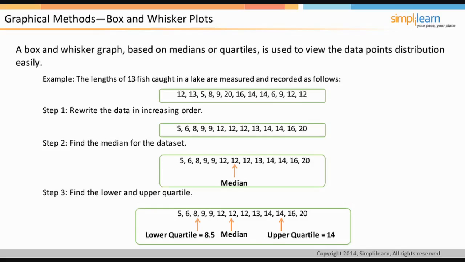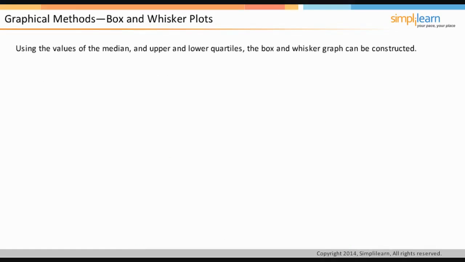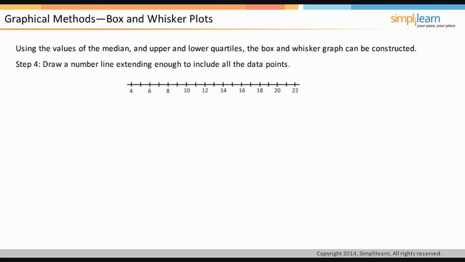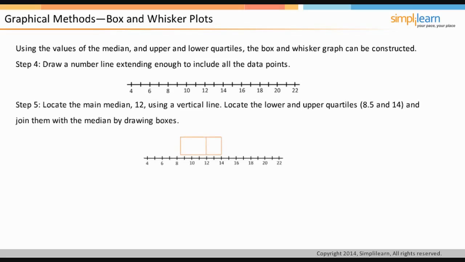Similarly, the upper median or quartile is located for the upper 6 numbers to the right of the median. The upper median is halfway between the two values 14 and 14. Therefore, the upper median is 14. Let us now understand how the box and whisker chart is drawn using the values of the median and upper and lower quartiles. The next step is a numbered line is drawn extending far enough to include all the data points. Then a vertical line is drawn from the median point 12.